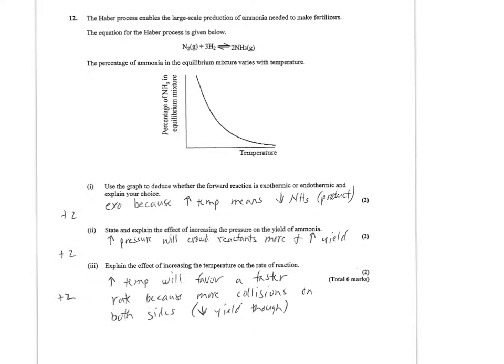And part 3, explain the effect of increase in the temperature on the rate of reaction. Temperature will decrease the rate of the reaction. Well, it will increase the rate of the reaction. I'm sorry, it would decrease the yield. But increasing temperature always increases rate because there's more collisions on both sides, and more collisions that have the necessary energy, that activation energy.